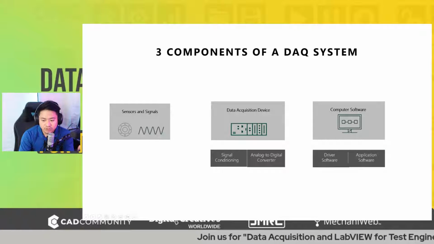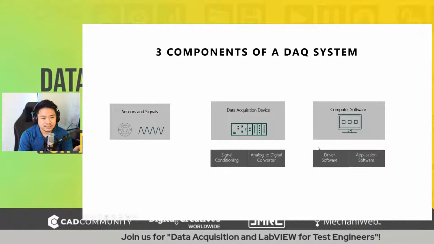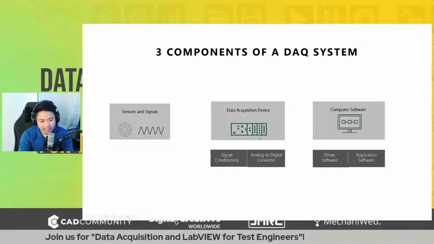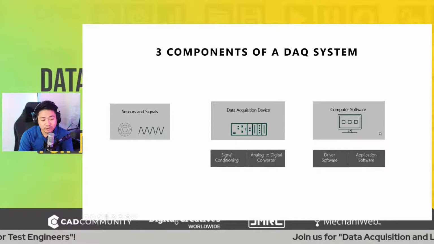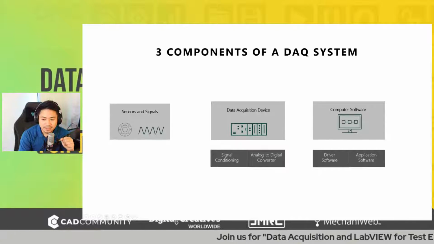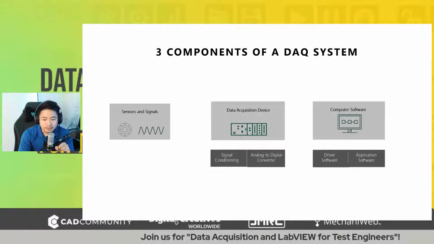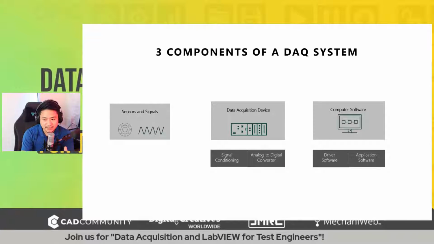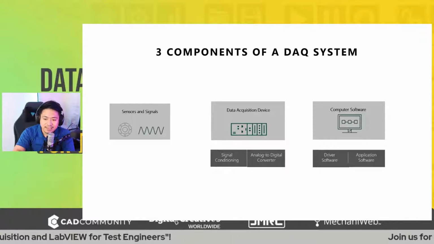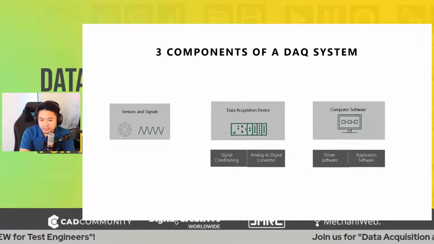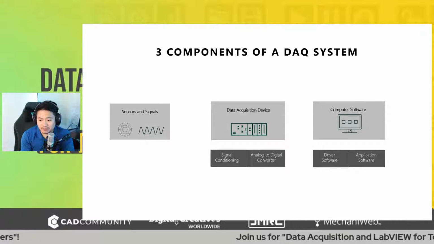Then, of course, you'd have to think about the bus. The bus is what connects your data acquisition device to your computer. It's basically your USB, your Ethernet, your Wi-Fi, or your Thunderbolt. Now, down to the third component, the computer, which basically controls the operation of the data acquisition device and is used for processing, visualizing, and storing measurement data.